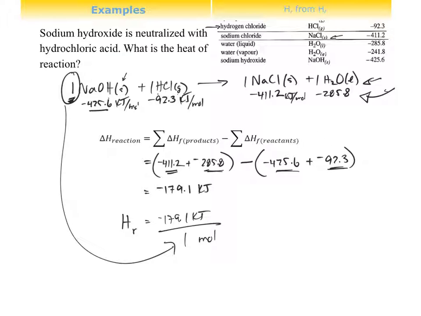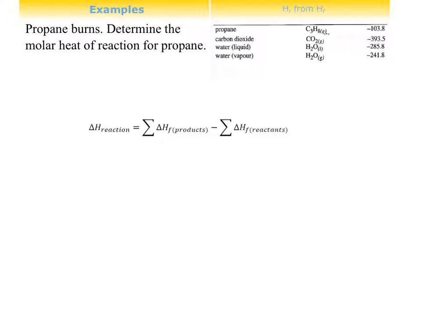Let's try another one. Hopefully this next one we have to balance the equation. Oh yeah, we will. Propane burns. Determine the molar heat of reaction for propane. Okay, so propane is C3H8, and we'll say it's a gas, plus oxygen as a gas, produces carbon dioxide as a gas plus probably water vapor, so as a gas.